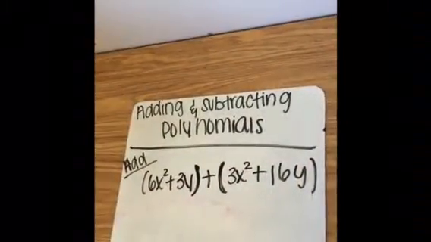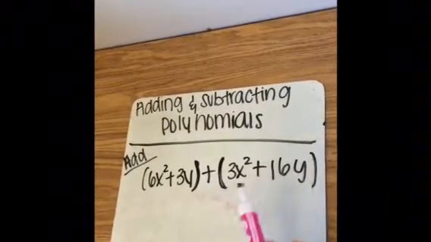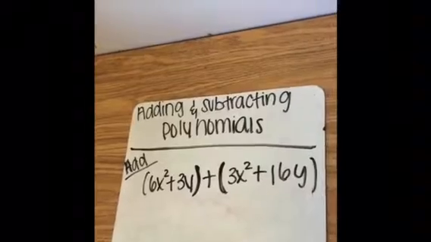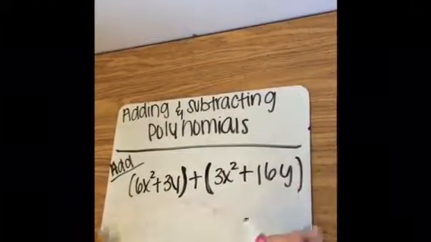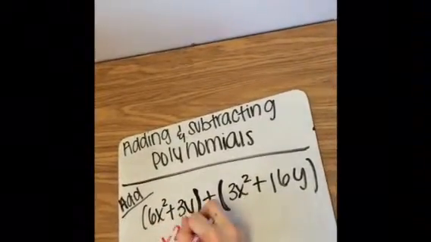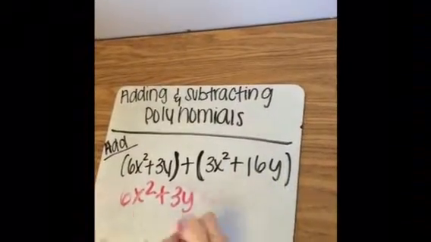Adding and subtracting polynomials. So when you add, you get two equations with the plus sign in the middle. 6x squared plus 3y plus 3x squared plus 16y. So you're going to have to solve this by adding. So what I do is I like to write them out. So I do 6x squared plus 3y, and I put the x squareds and the y's with these equations.